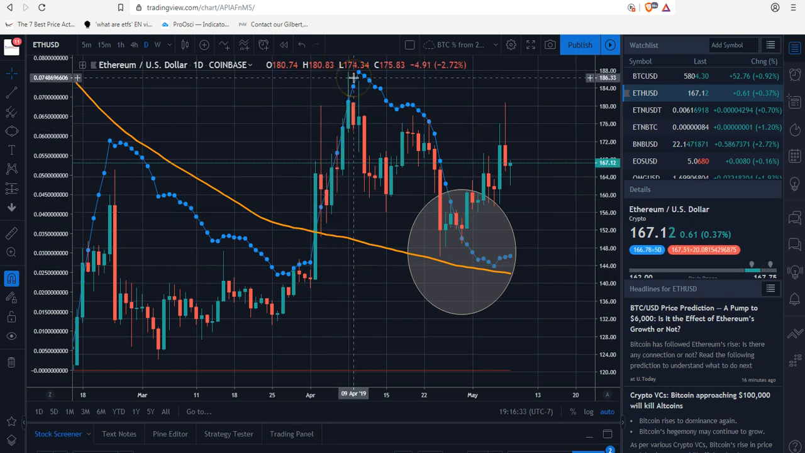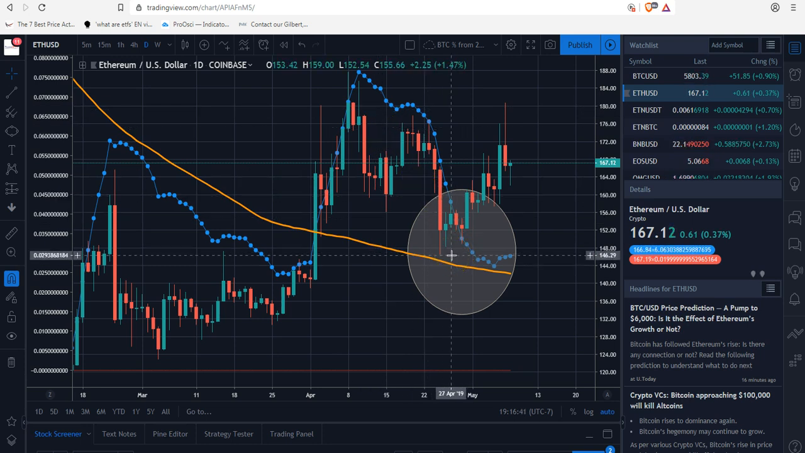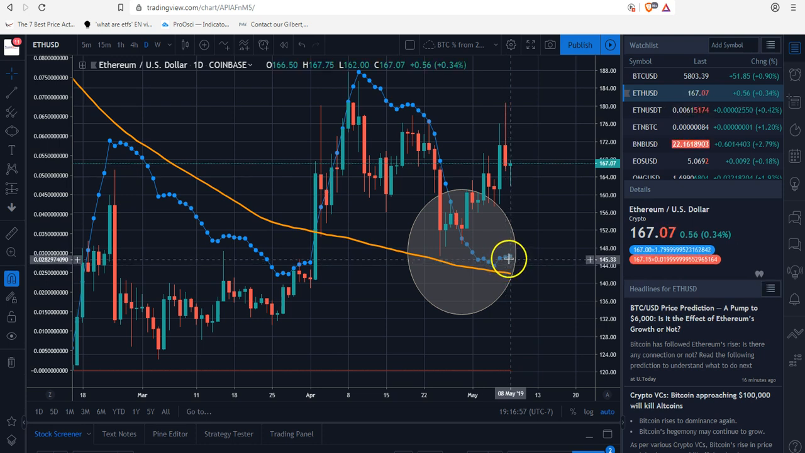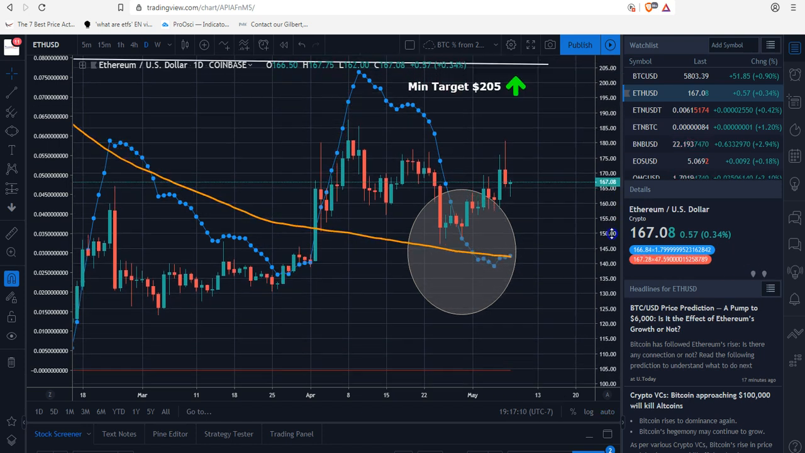Now we get another pullback here from about the 188 level all the way down to 146, and then price started to move back up again. Well, the oscillator had lagged behind and still continued to go down for another 4 or 5 days, and then went sideways. And we had just put out a report a day or two ago that the oscillator was turning back to the upside, and you can see price is trying to make another move to the upside. We put out a report saying that we thought Ethereum can get to the 205 level, and we still think that's intact as well.